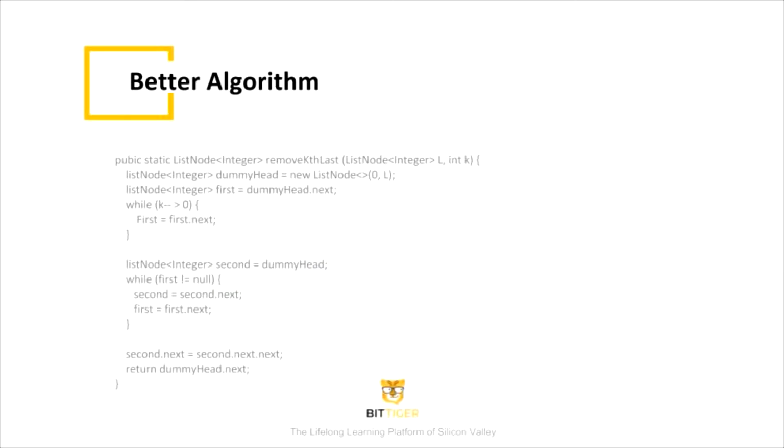Here is the code for this algorithm. Be aware we used a dummy node here because it's possible that the target node is the header or the first node of the linked list. To deal with this situation, we need to use a dummy node, in case of modifying the header. The code logic is as follows. First, move iterator 1 k steps, then move both iterators simultaneously, 1 step at a time. As we discussed earlier, when iterator 1 reaches the end of the list, iterator 2 will point to the target node's predecessor. Lastly, remove the kth last element and return the header of the modified list.